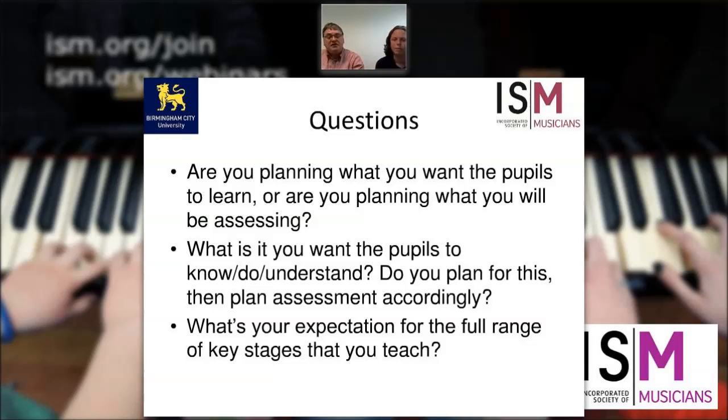And that's a problem. And the final question on this slide, what's your expectation for the full range of key stages that you teach? So that's the full range of attainment, the full range of key stages. What are you expecting in terms of what's going on in your assessments?